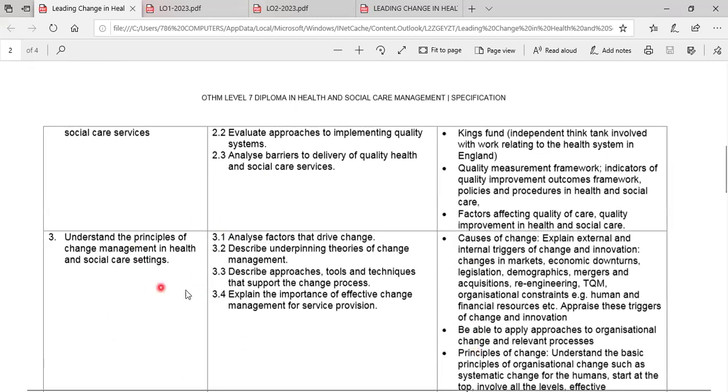So then we'll talk about the third learning objective, which is an understanding of the principles of change management in health and social care settings. There are certain factors that drive change. Any idea what the factors that drive change are, Samuel? Outside of stakeholders, I'll say the general economy, and as well innovation and evolution of technology. I think they lead change in the healthcare industry as external factors.